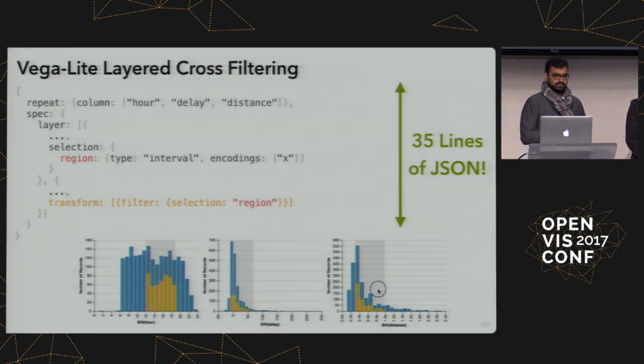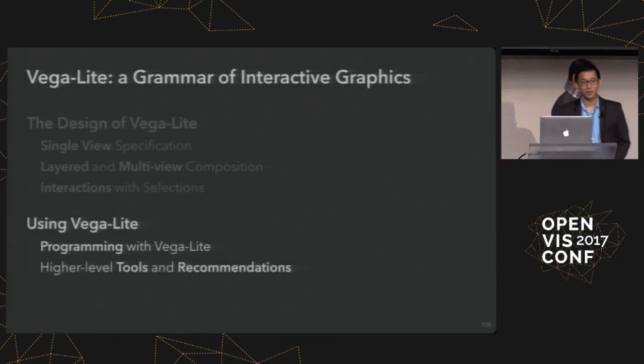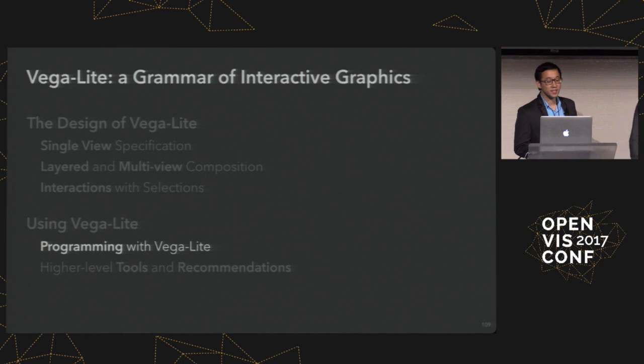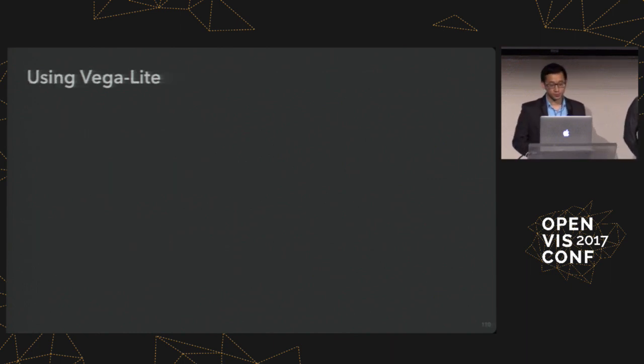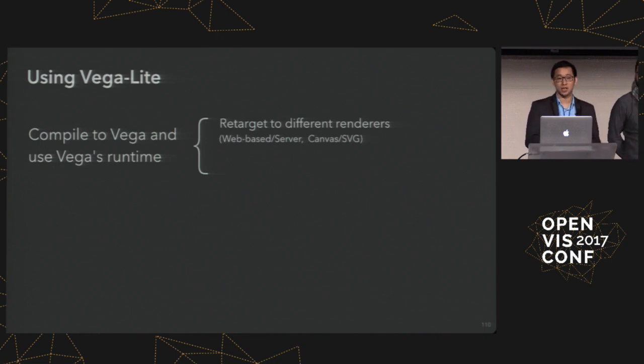So Ham is going to walk us through the last part, showing how we use Vega-Lite in a number of applications. Cool. So let's first see how you can use Vega-Lite as a programming library. To use Vega-Lite, we provide a compiler that compiles a Vega-Lite specification into a lower level Vega specification. You can then use Vega's runtime and create visualization both natively on the web and via server. Or you can also render output in either Canvas or SVG.